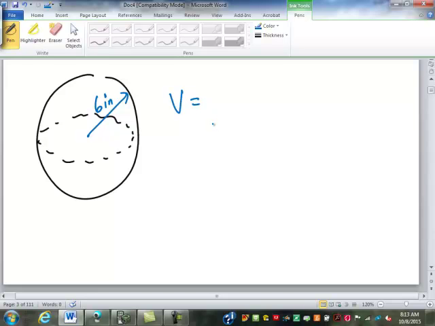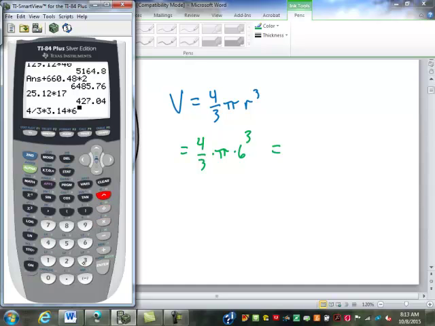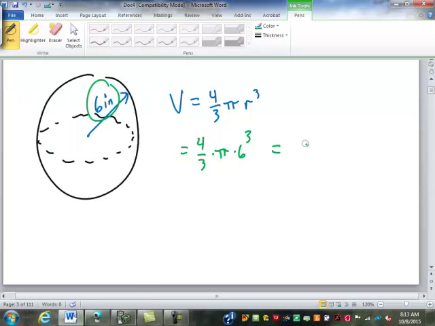The volume of a sphere is 4/3, now that's a constant, 4/3, times pi times the radius cubed. So the volume of this sphere with a radius of 6 inches is 4/3 times pi times 6 cubed. On my calculator, I just type 4 divided by 3 times pi times 6 to the power of 3. 904.32. That's going to be in cubic inches.